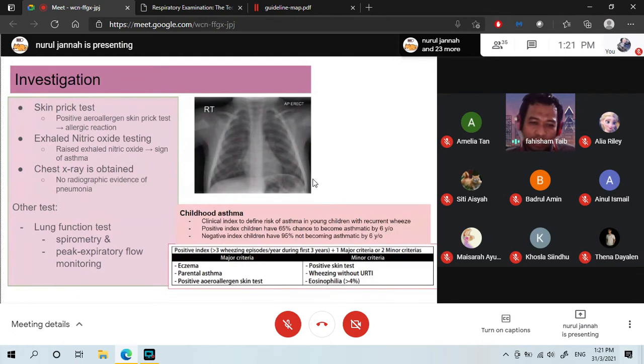If you're going to do a skin prick test, it's for those who are allergic to a known allergen rather than an unknown allergen. You can do it on unknown allergens, but there are so many allergens in the world, and for some of them we may not be able to produce anything. So just beware of all these investigations.